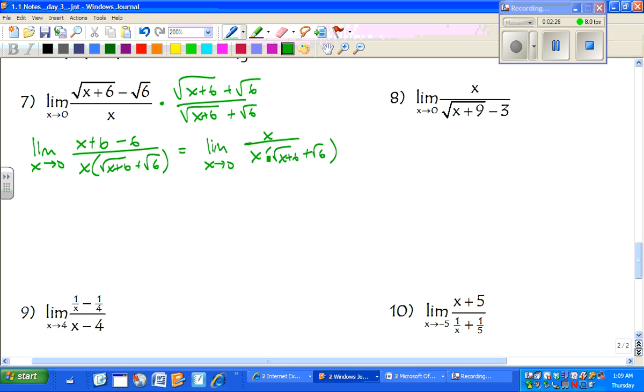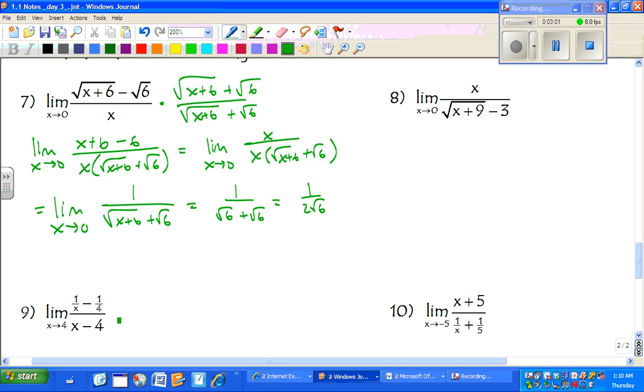Now the x's cancel out. And that was our whole problem to begin with. There was an x in the denominator, and we couldn't use direct substitution. But now, we've gotten rid of that, and that's the whole goal. So that's gone. There's still an x in here, but we can plug 0 in. It doesn't make the denominator 0. We get 1 over square root of 6 plus square root of 6. Well, if we add those, we get 2 square root of 6.